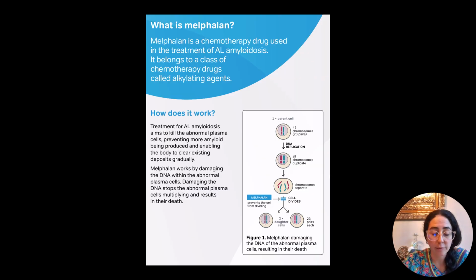Okay, once we have the diagnosis of AL amyloidosis, what is the treatment? I found this cool flyer from Myeloma UK. The treatment is melphalan. Melphalan is a type of chemotherapy that is used to treat AL amyloidosis. It's an alkylating agent, and pretty much what it does is not allow these abnormal plasma cells to continue replication. So your body has time to clear the deposits gradually without being overloaded by new creation of the amyloids.